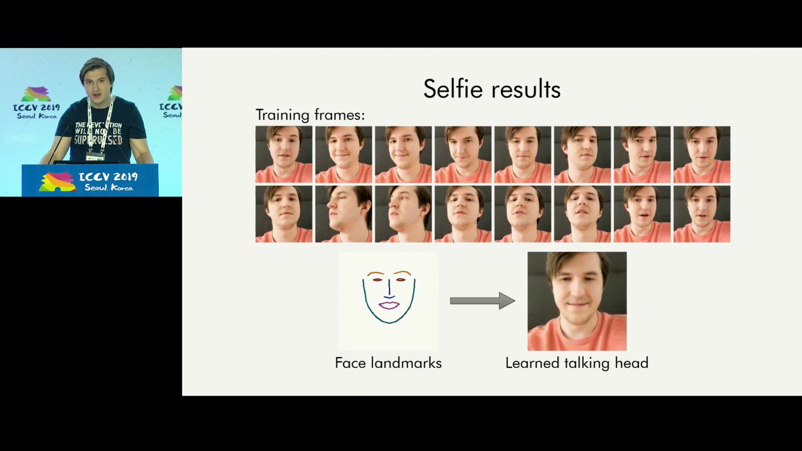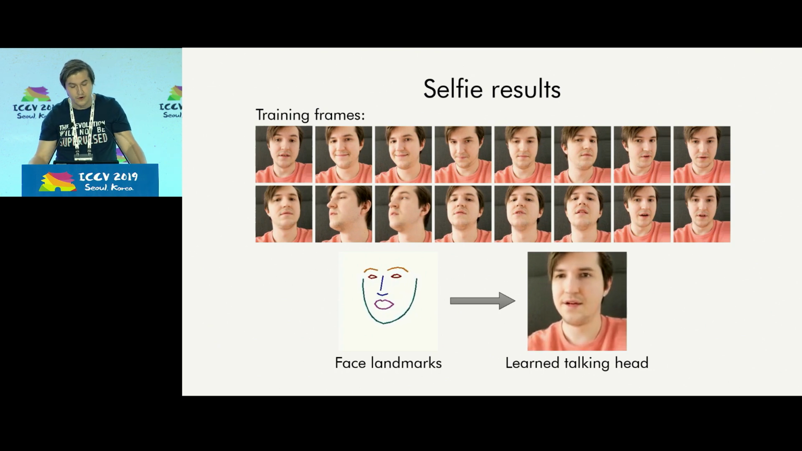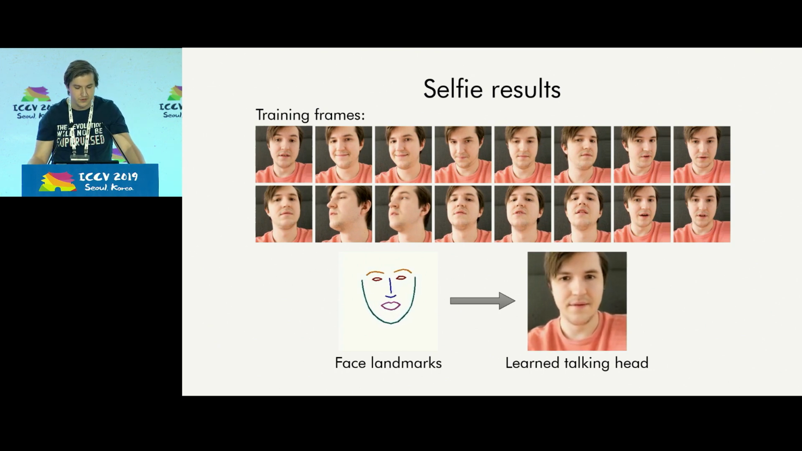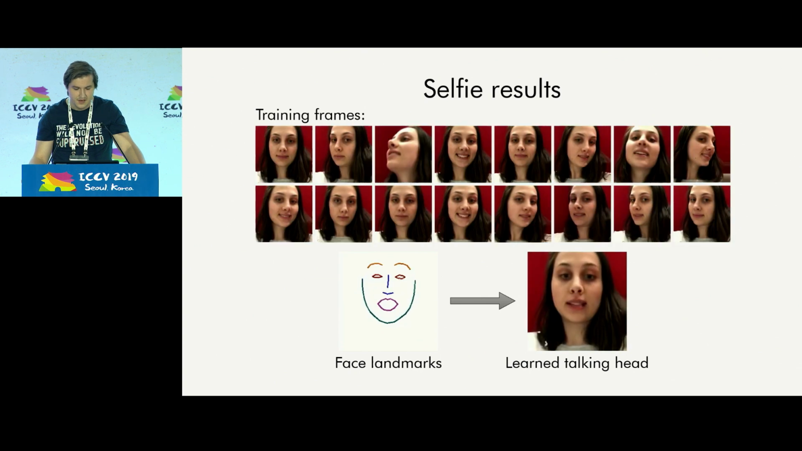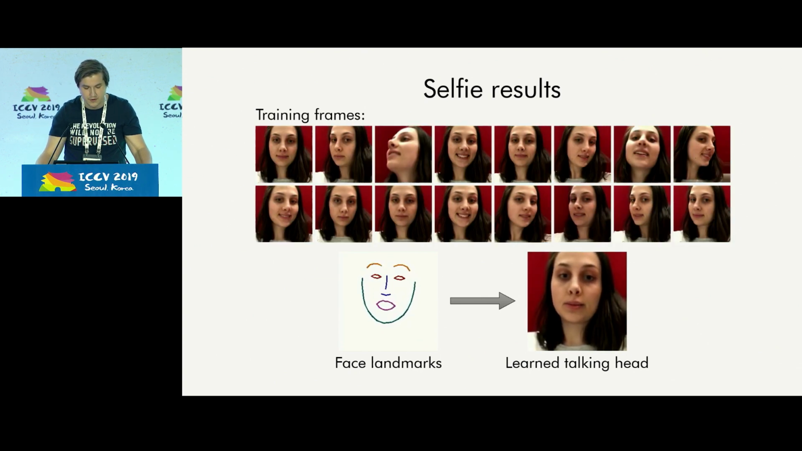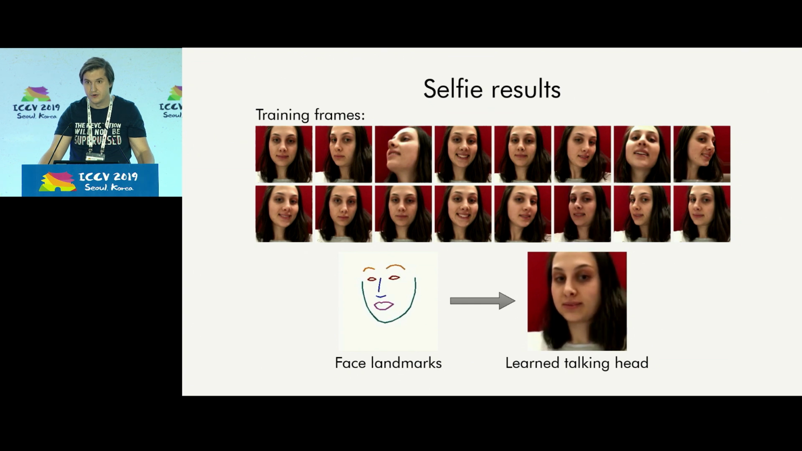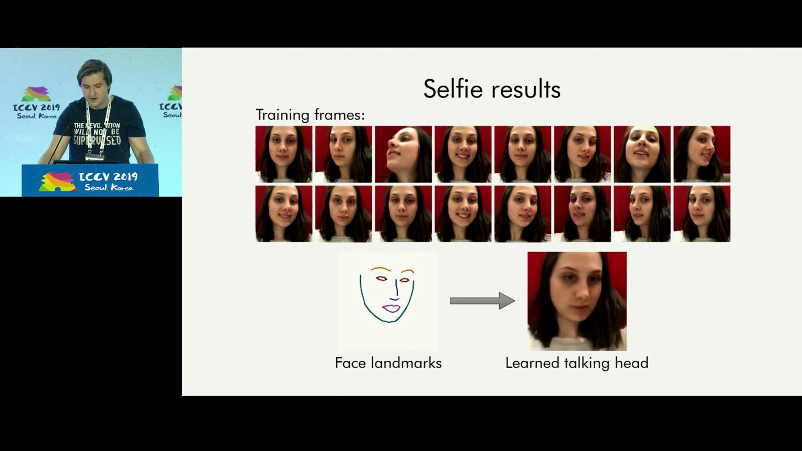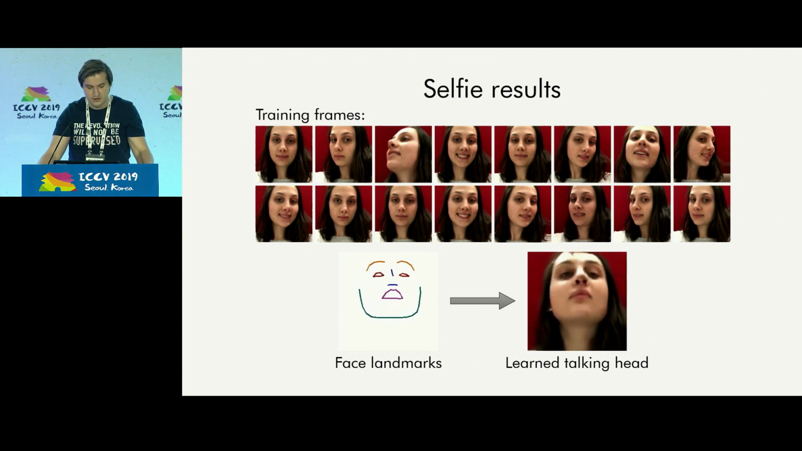We also show that our system generalizes to selfie photographs that are quite different from YouTube video frames that were used for training of the model. Here is one more example of the model learned on 16 selfie photographs. The face landmarks for both of these examples were calculated using a different video of the same person.